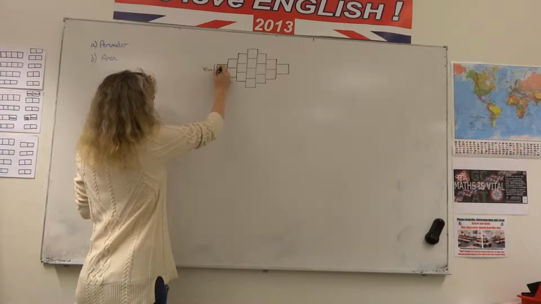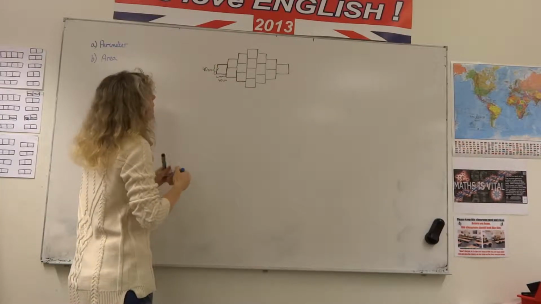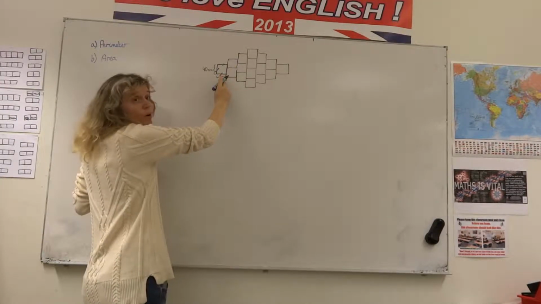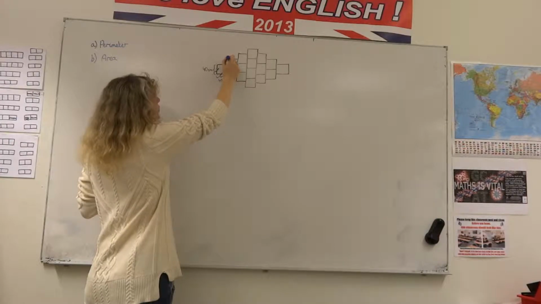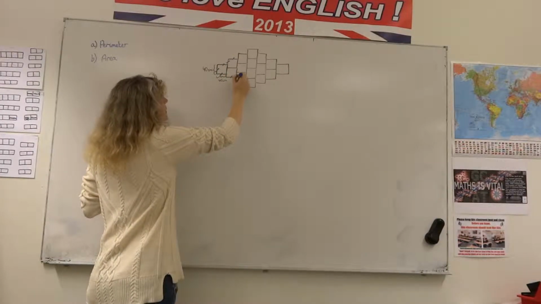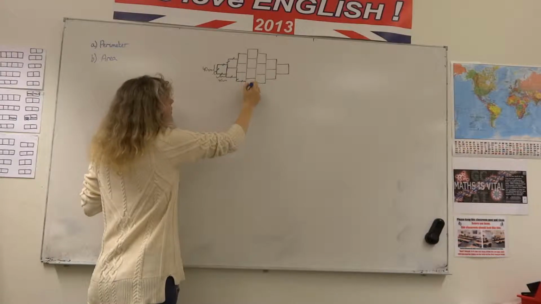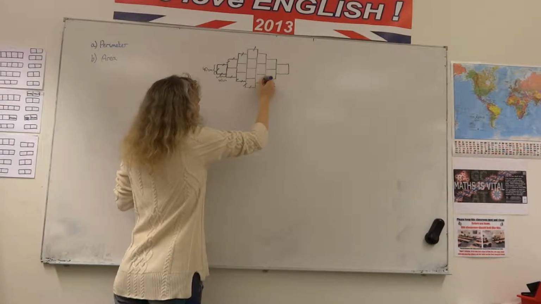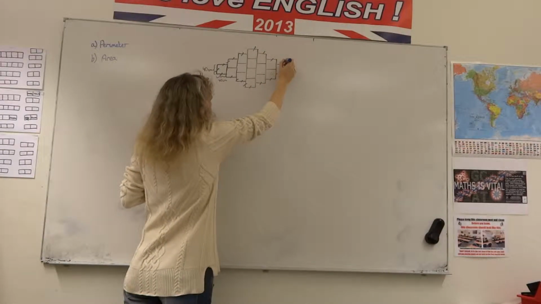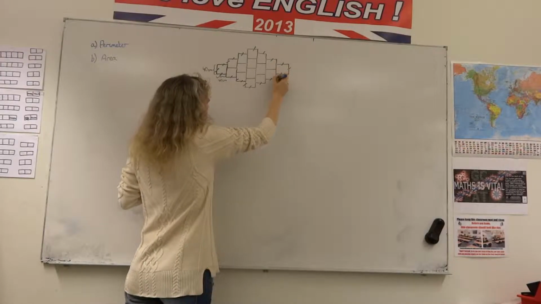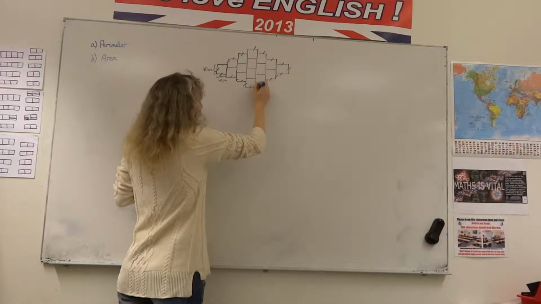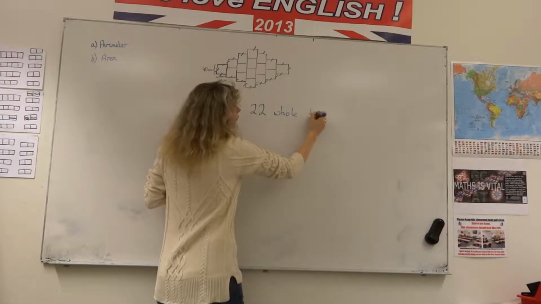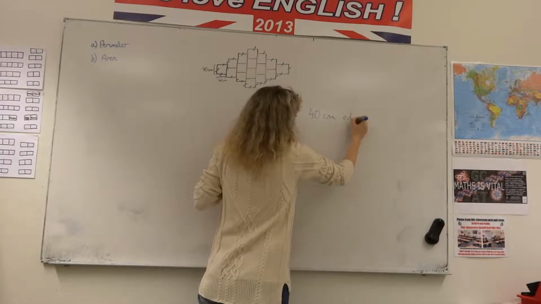If we just start counting, let's use a different color pen. We have one edge here, 2, 3. Here's 4. There's 1/2 here and 1/2 here, so we call that 4, 5, 6, 7, 8, 9 for this one and this one, 10 for that one, 11, 12, 13, 14, 15, 16, 17, 18, 19, 20 for this, 21 for that, and 22. So we have 22 whole 40 centimeter edges.